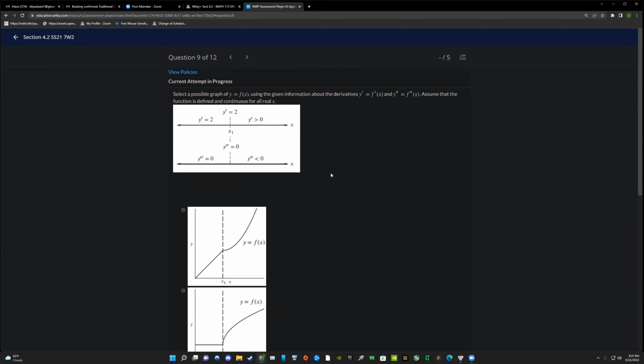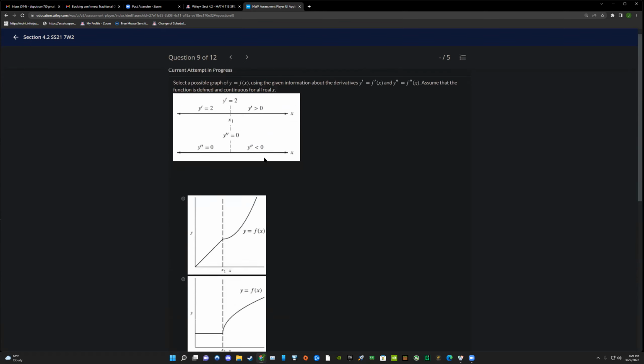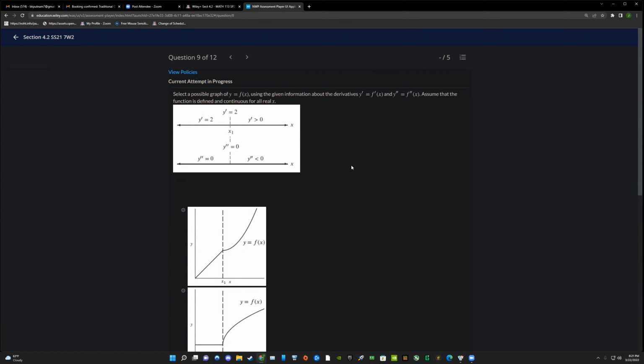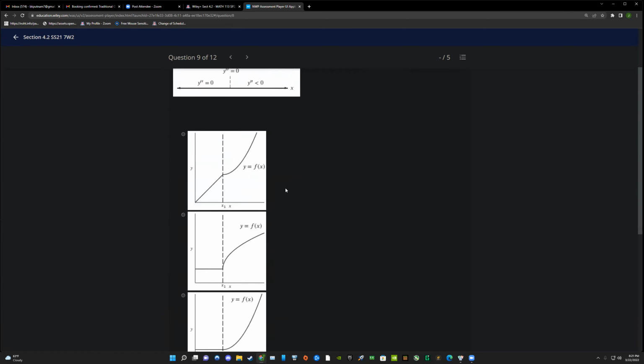Now let's go to where on the left, it says y prime equals 2 to the left of the dashed line. What that means is the derivative is 2, meaning the original function has a slope of 2. So go to that first graph and go left of that line. Does that line have a slope of 2? Possibly, right? Let's look at the next one.